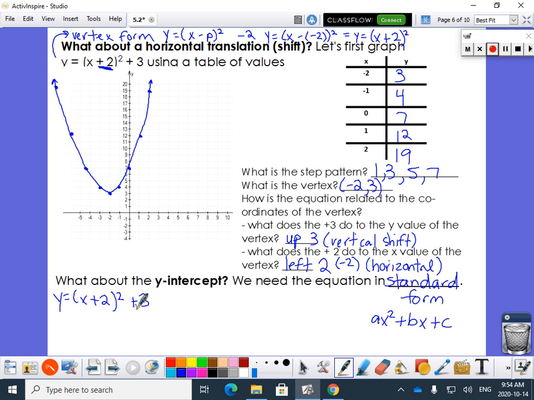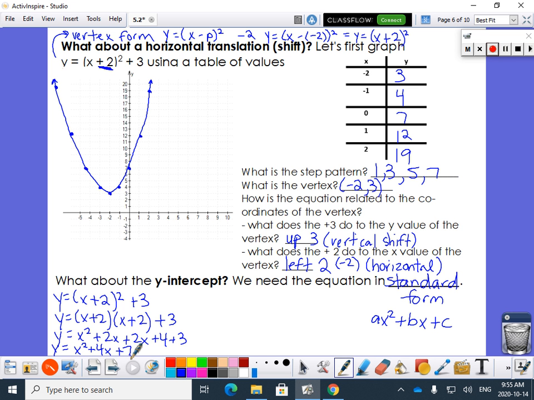How are we going to do this? How can we expand and simplify? Well, what does this really mean when there's a 2 on it? How many of them are there? 2. x times x is? x times 2? 2 times x? 2 times 2? Plus 3. x squared, 2x plus 2x? 4 plus 3?